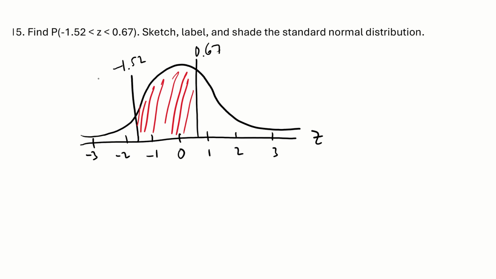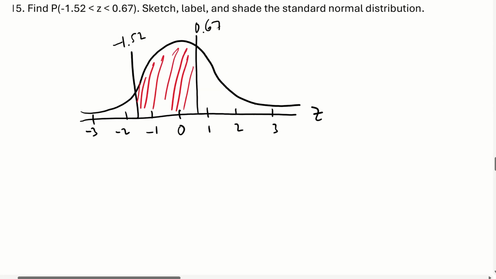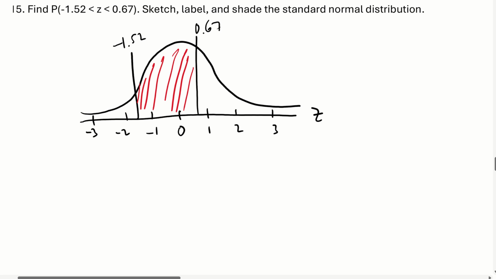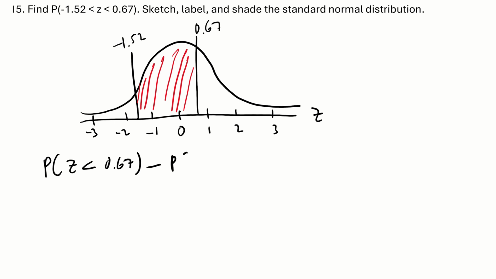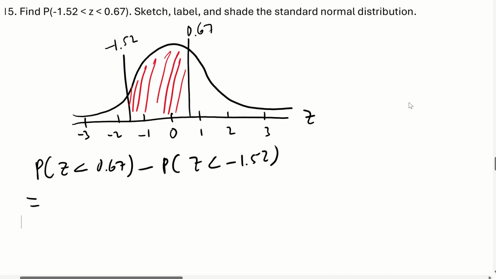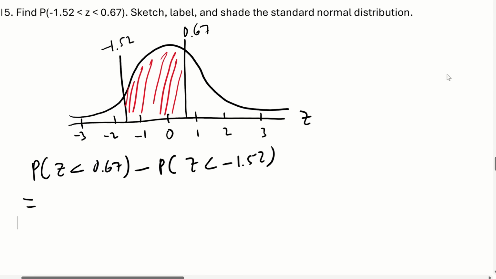So what we've got to do is look these two values up on the z table and subtract the values from the z table, okay? So in order to find this, we need the probability that z is less than 0.67 minus the probability that z is less than negative 1.52. So we've got to look up the 0.67 and the negative 1.52 from the z table, and subtract them. And that's it. That's all there is to it. All right, so let's look this up. 0.67.